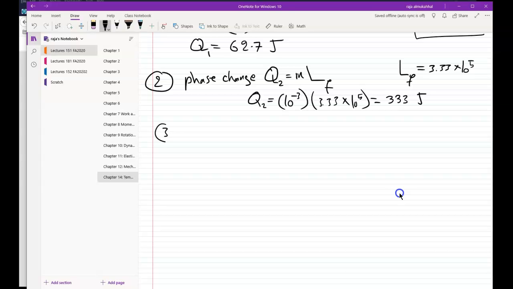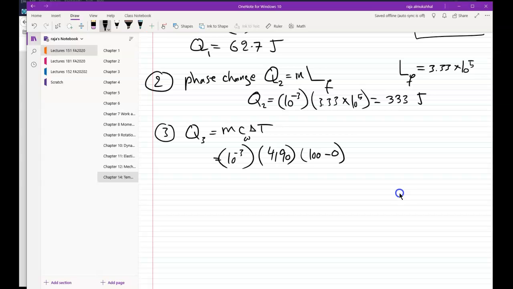And number 3, which is we are transitioning from 0 degree liquid water to 100 degree liquid water. Okay, so that will be Q3, which is mc delta T, where c here is for liquid water. We know what the number is. And so in this case, it's going to be 10 to the negative 3 times 4190 times 100 minus 0. Again, you just need to calculate that. And when you calculate that, you're going to get 419, okay?